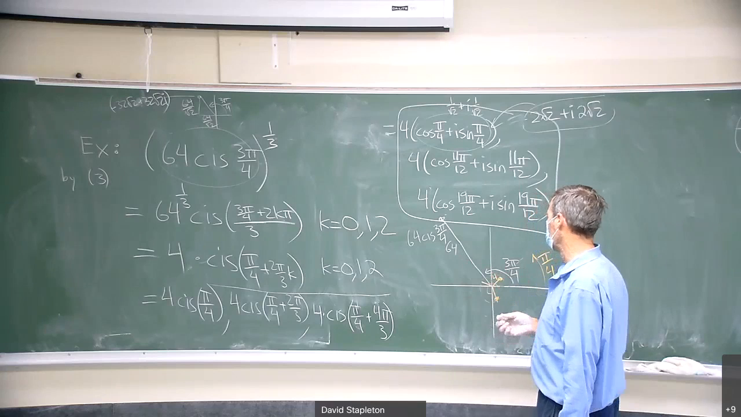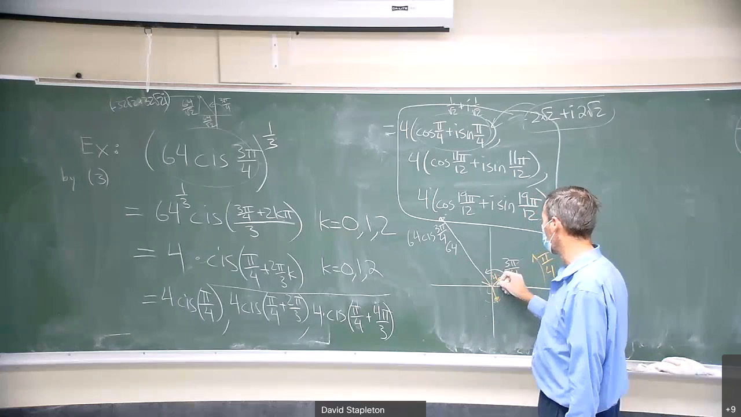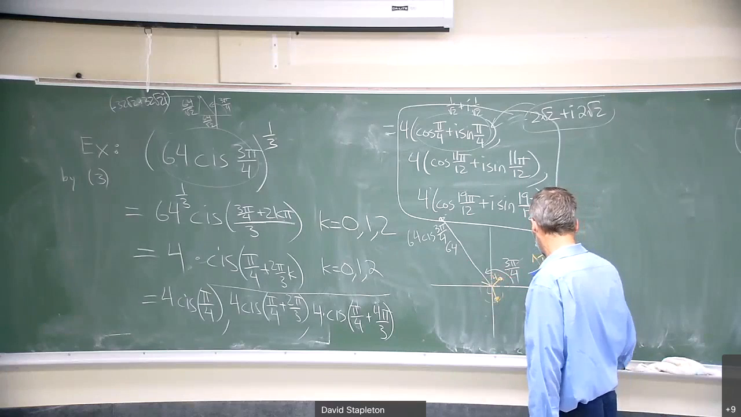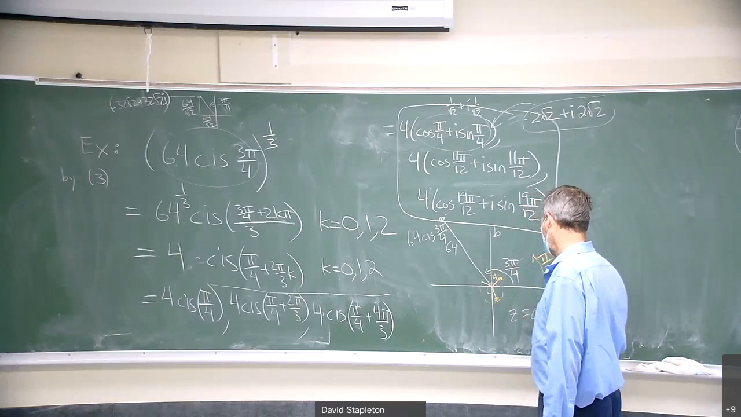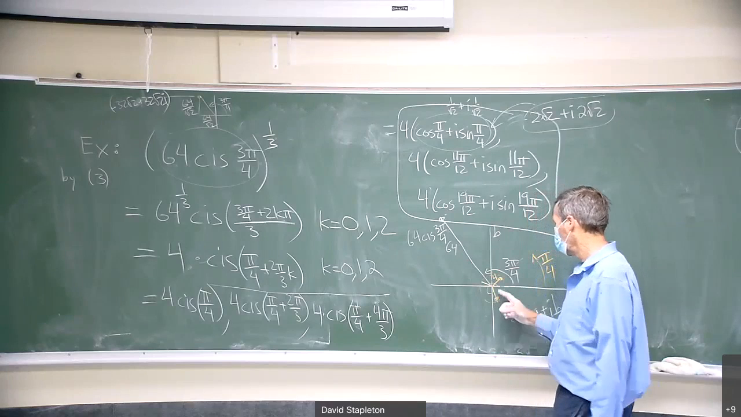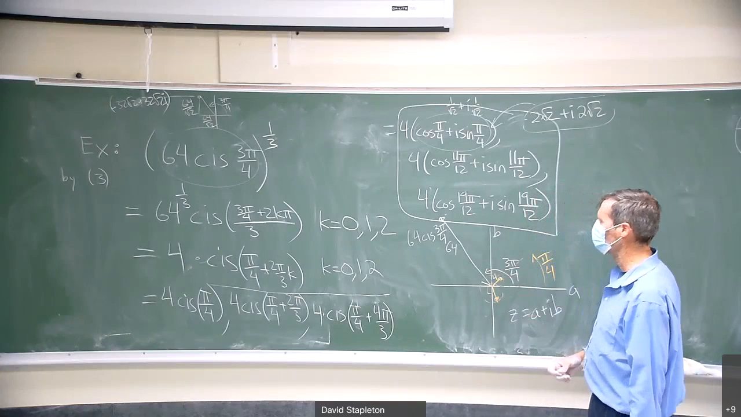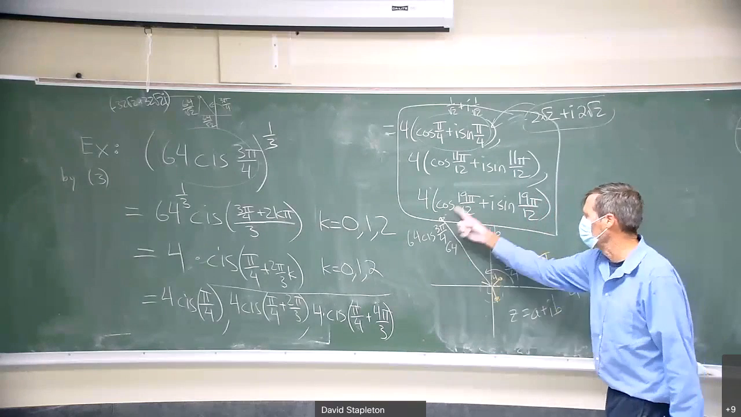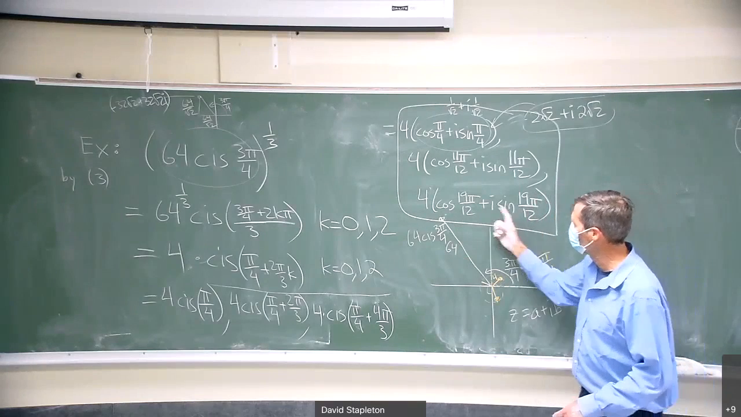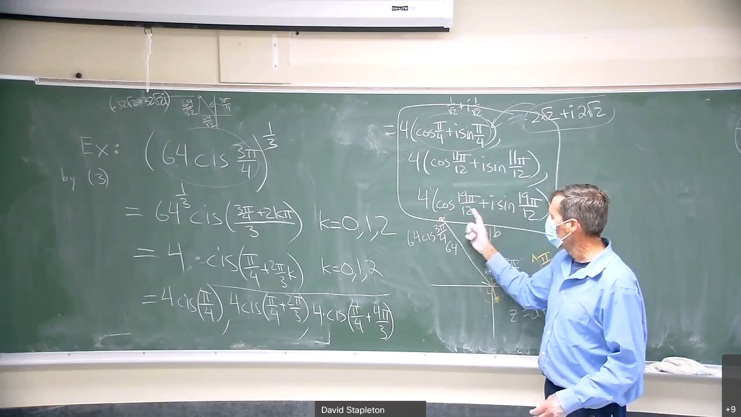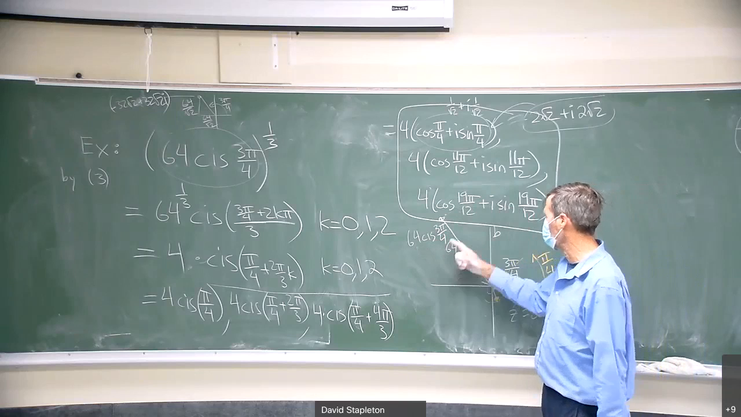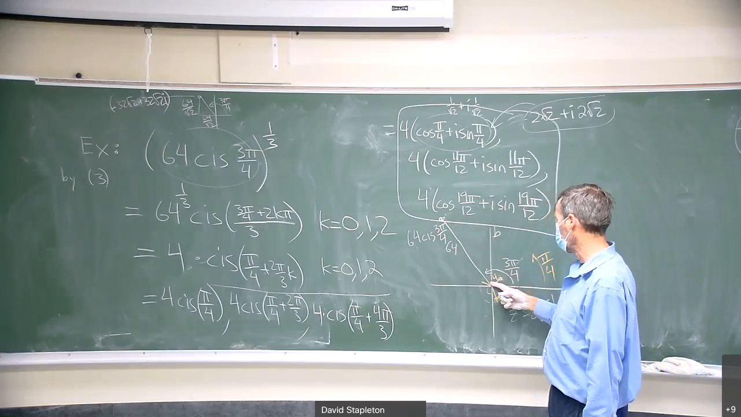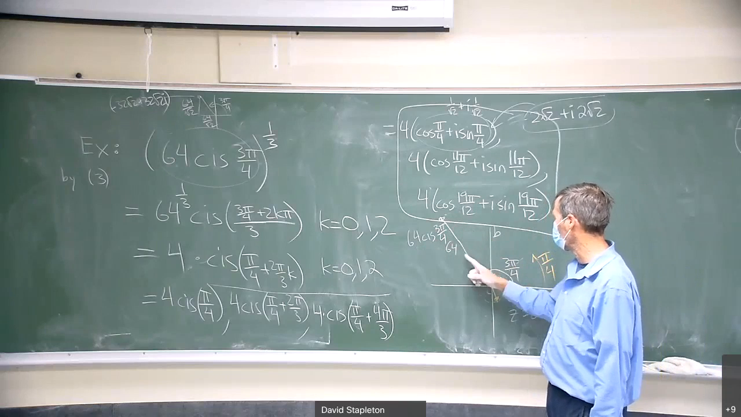So the three roots of 64 times cosine plus i sine of 3 pi over 4 all lie on a circle in the complex plane, the complex a plus ib plane, of radius 4, the cube root of the radius of the original circle. So that's what you do here. Geometrically, if you think of 64 at angle 3 pi over 4 as lying on a circle of radius 64, you take the cube root of the radius, which is 4, and then you turn through 1/3 of the angle.